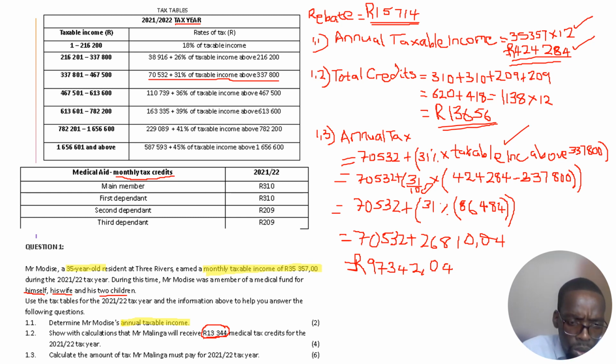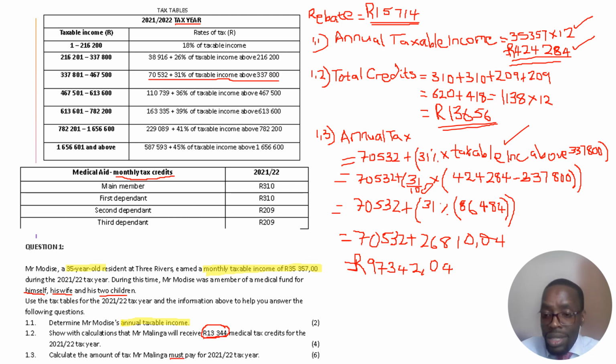Now the question here is asking us to calculate the amount of tax Mr. Malinga must pay for the 2021-2022 tax year. So what does that mean? It means this is the amount of tax that is payable, but this is not the amount of tax that he must pay. This is what is payable, but this is not what he must pay.